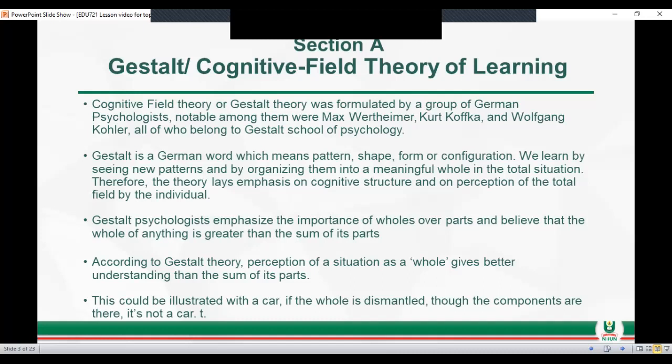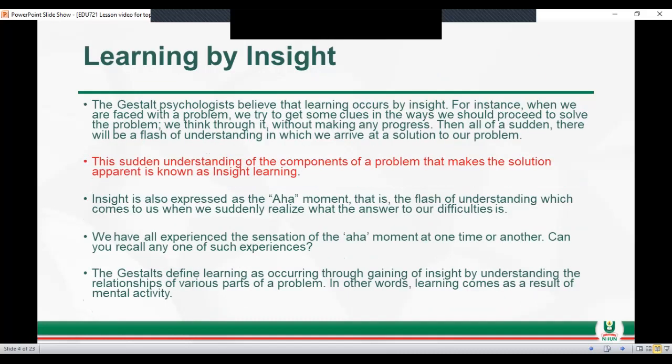The theory is also named learning by insight. So let's look further at what this learning by insight is talking about. The Gestalt psychologists believe that learning occurs by insight. For instance, when we are faced with a problem, we try as much as we can to get some clues in the ways that we should proceed to solve that problem.